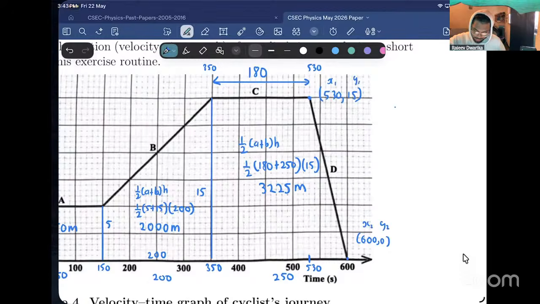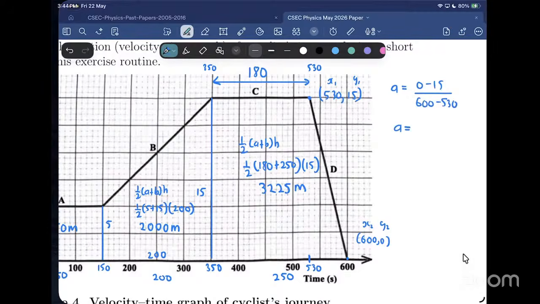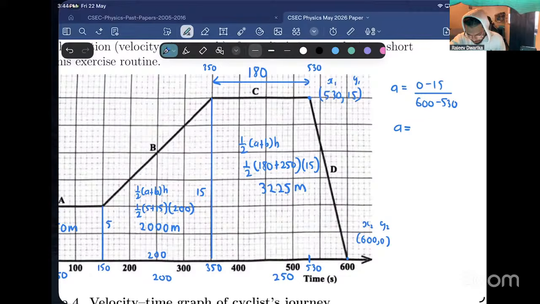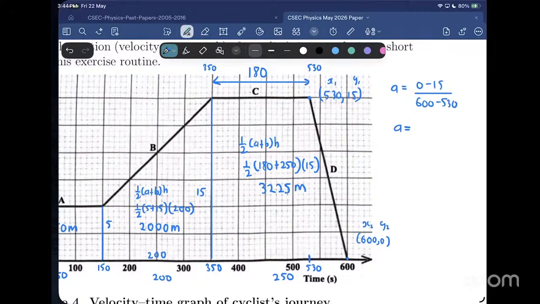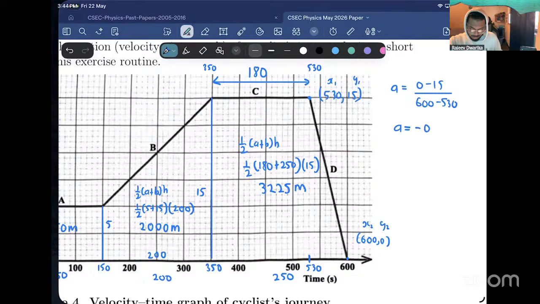I find a gradient here, and when you find a gradient, that's going to give you acceleration, right? So that would be y2 minus y1, so 0 minus 15, all over x2 minus x1. x2 is 600, x1 is 530. What are we getting for that? Minus 1/5. Somebody verify that. I got minus 0.21. Yeah, that's what I get.